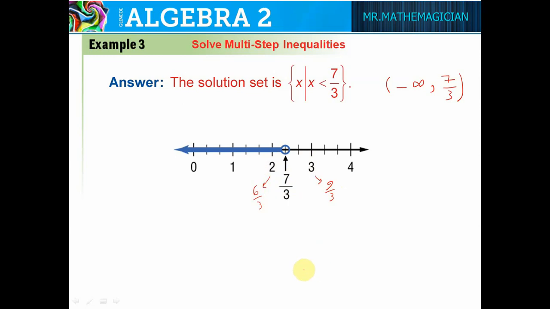Or simply you can graph it this way, just make a number line and locate the point anywhere, 7 over 3. Don't put numbering here, just move to the left because smaller than, and shade all these numbers till you reach negative infinity. This is also an accurate graph. So from negative infinity till we reach 7 over 3, this is the solution.